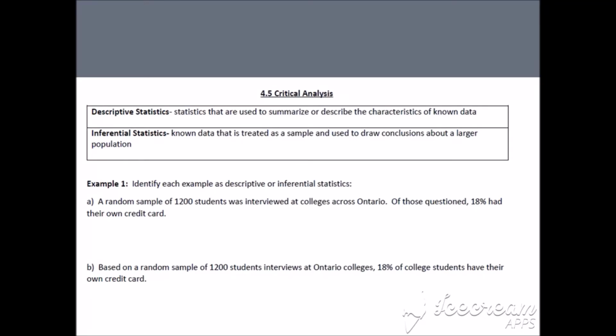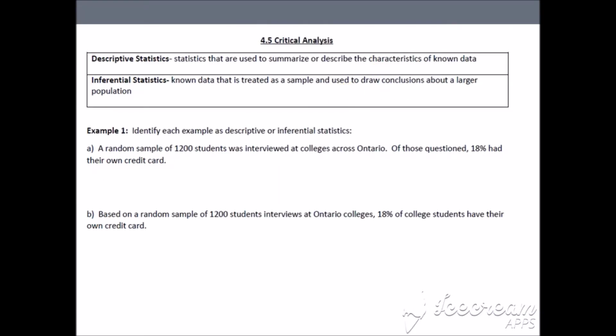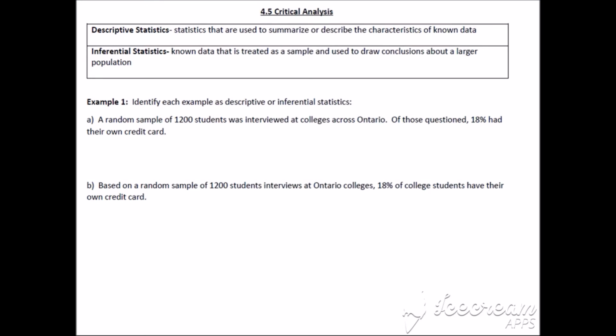We're going to talk about two things here. We're going to talk about descriptive statistics, and we're going to talk about inferential statistics. Okay, participate. Here we go.